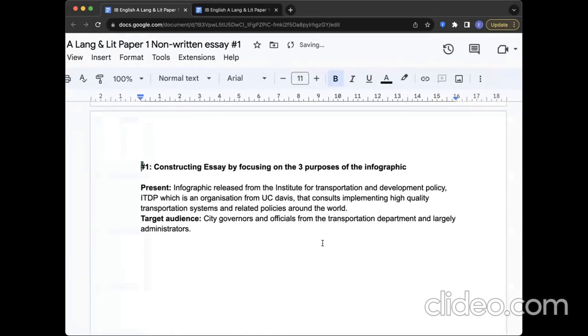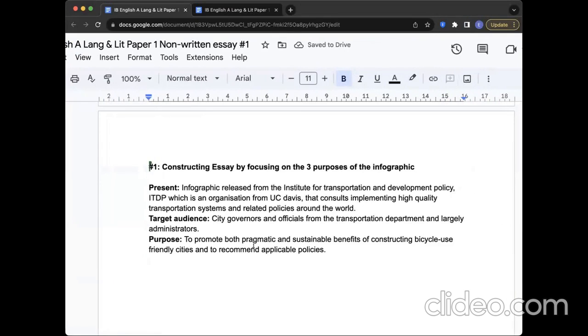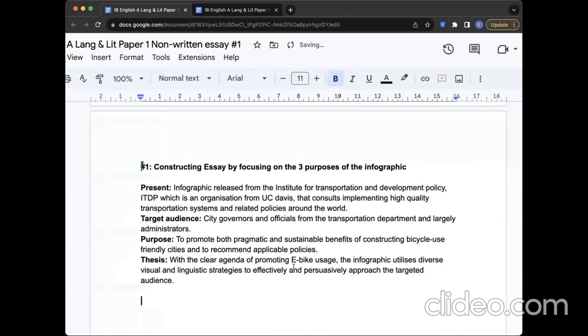And target audience. This infographic has a bit of unique target audience. It is targeting mostly city governors and officials from like city's transportation department or related department, and largely administrators from government offices. Purpose is to promote both pragmatic and sustainable benefits of constructing bicycle use-friendly cities and to recommend applicable policies. I compose the thesis according to the 3 purposes that I am going to use. So with the clear agenda of promoting e-bike usage, the infographic utilizes diverse visual and linguistic strategies to effectively and persuasively approach the targeted audience.